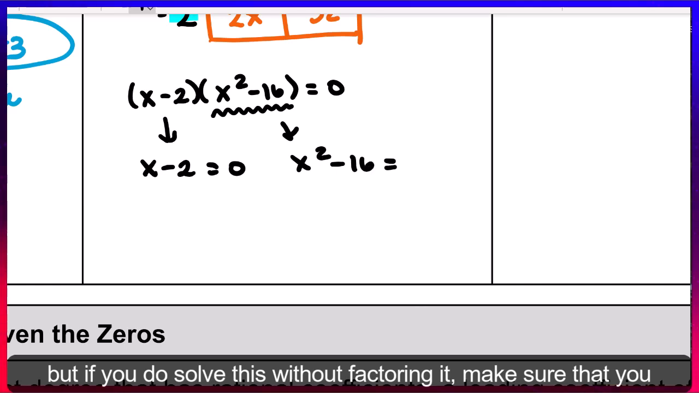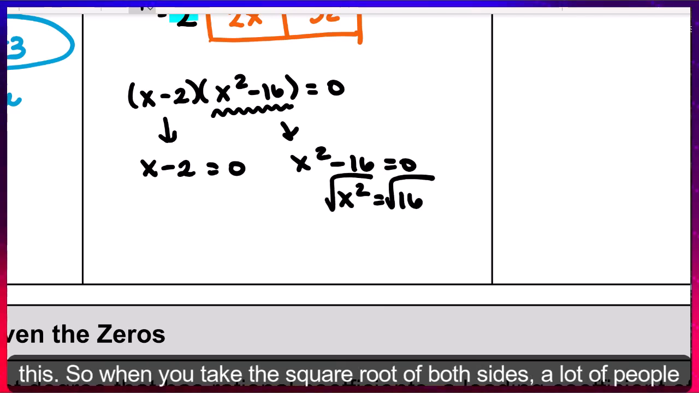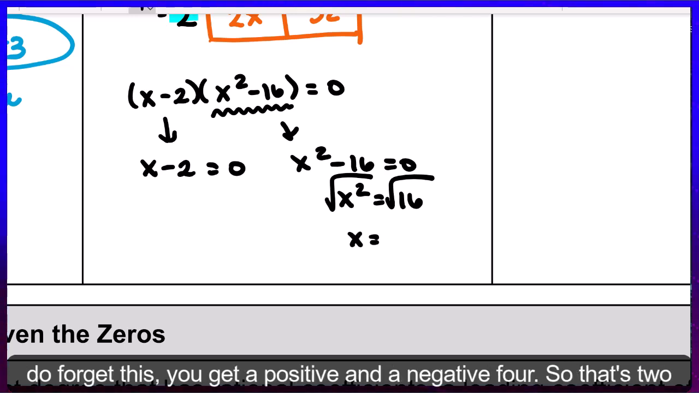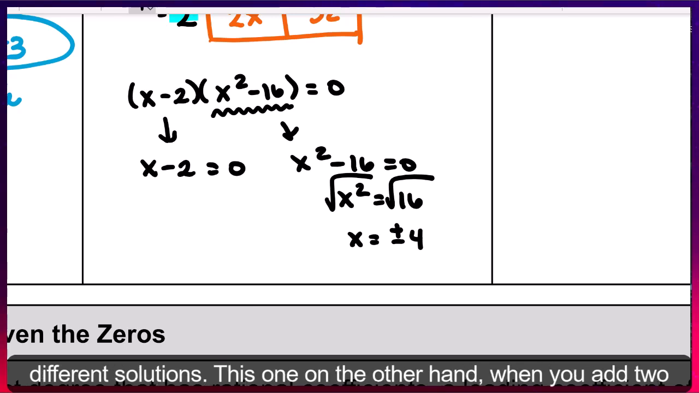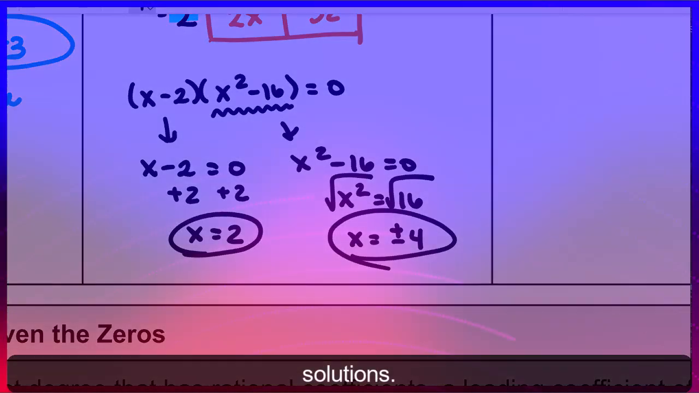But if you do solve this without factoring it, make sure that you remember if this is squared, you're going to get 2 answers from this. So when you take the square root of both sides, a lot of people do forget this, you get a positive and a negative 4. So that's 2 different solutions. This one, on the other hand, when you add 2 to both sides, you get a positive 2. So there's all 3 of your solutions.